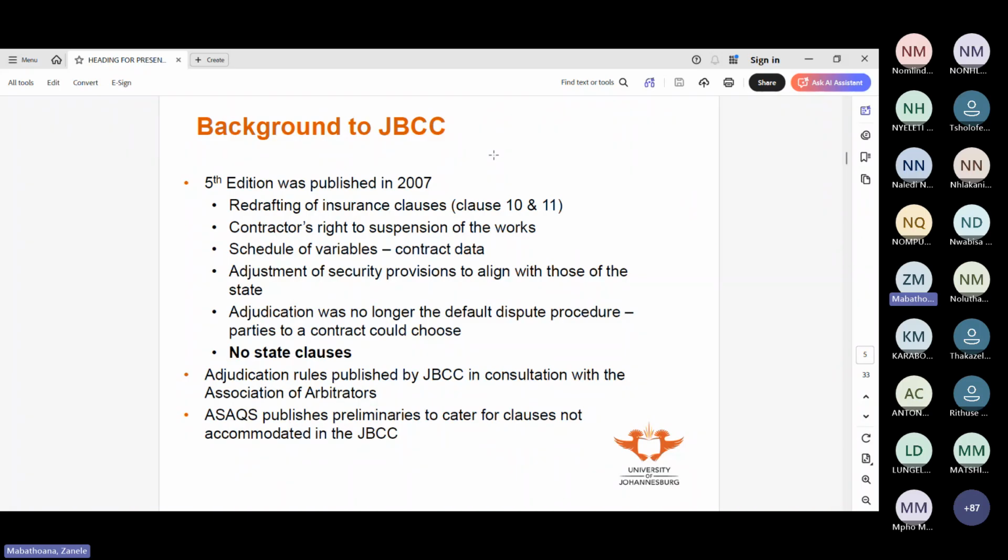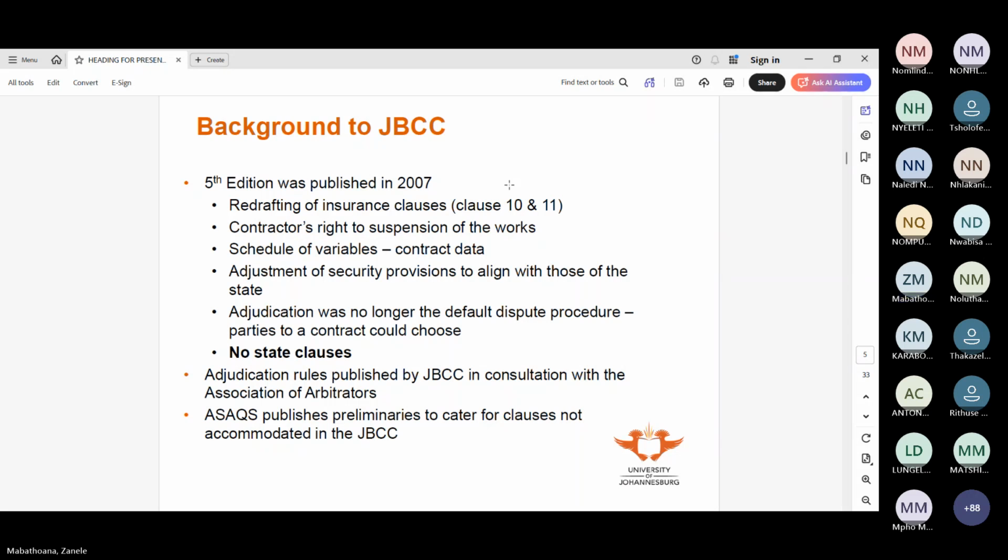What happened here was that the CIDB and the state attorney, so the CIDB usually represents government, they sort of didn't come to the party. And then edition 5 didn't have state clauses. So you will find that a lot of the projects that were done after 2007 in government were still using edition 4.1 because it had state clauses and edition 5 didn't. In as much as it had a very long run because the private sector was quite happy with the 5th edition of the JBCC, the state could not use it as it didn't cater for them.